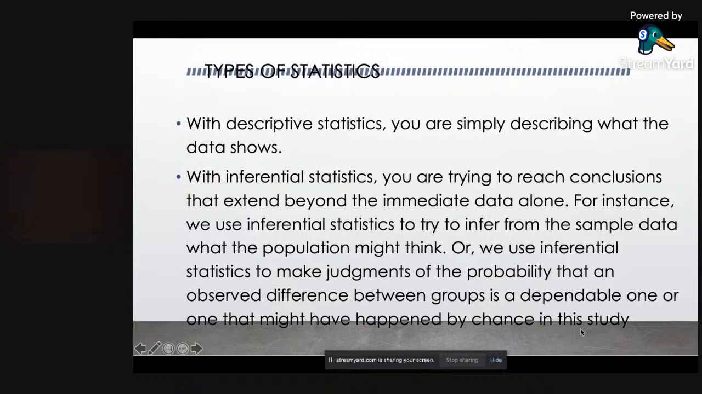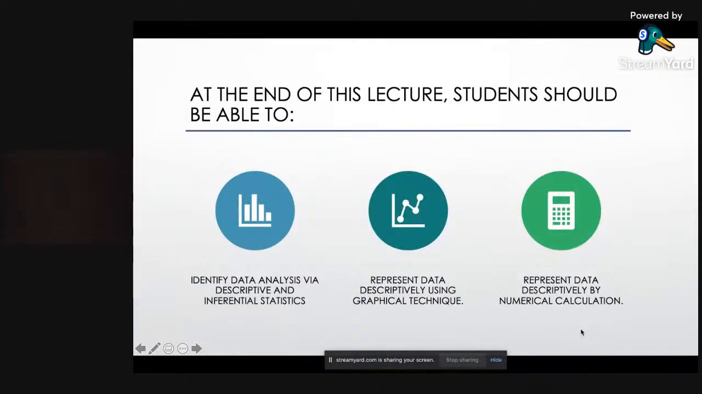or we use inferential statistics to make a judgment of the probability that an observed difference between groups is a dependable one or one that might have happened by chance in this study. Okay, so at the end of this lecture, students should be able to identify data analysis via descriptive and inferential statistics. Next one is to represent data descriptively using graphical techniques, and last one is to represent data descriptively by numerical calculation.